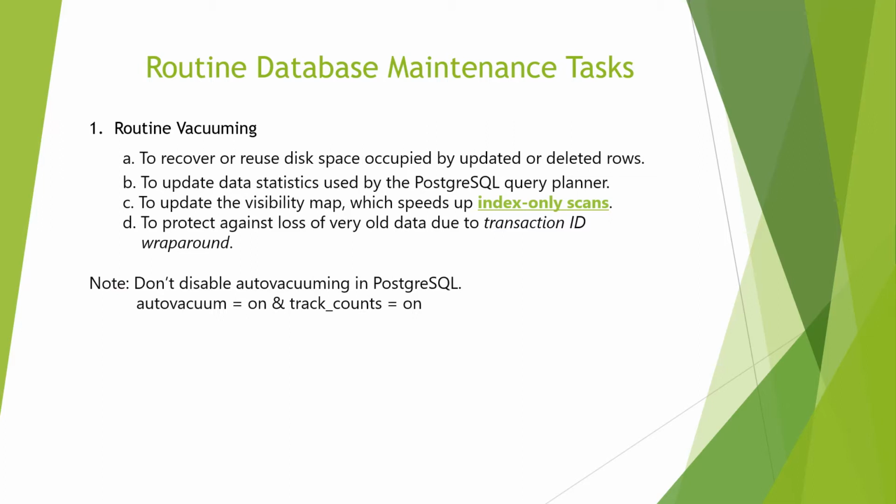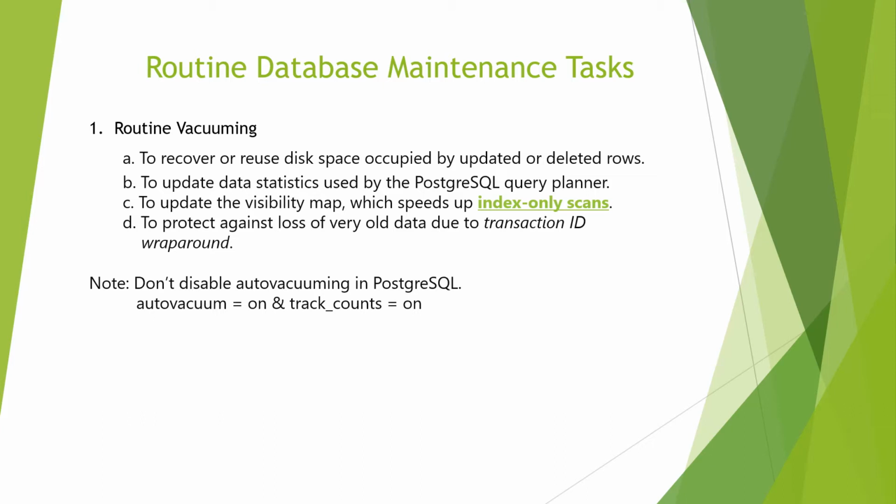Vacuuming is used to recover or reuse disk space occupied by updated or deleted rows, and to update data statistics used by the PostgreSQL query planner, to update the visibility map which speeds up index only scans, and to protect against loss of very old data due to transaction ID wraparound. In my demo I am going to cover the first 2 points.